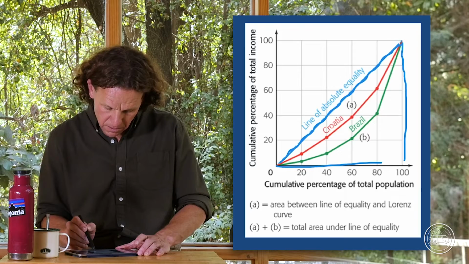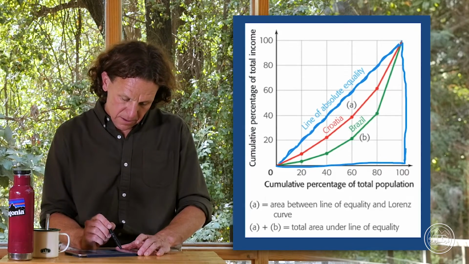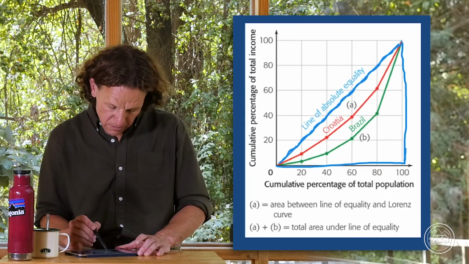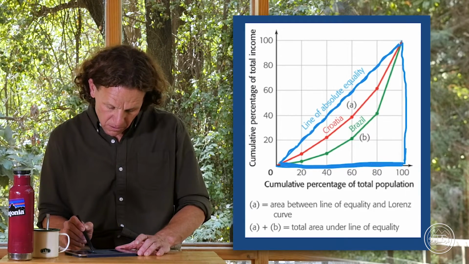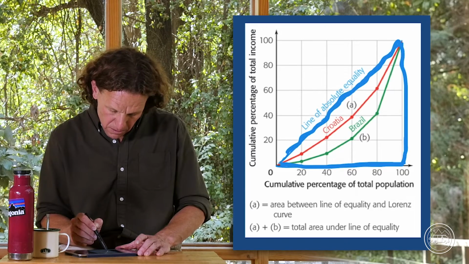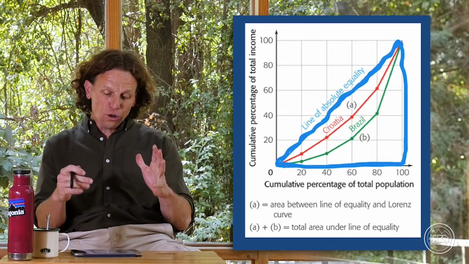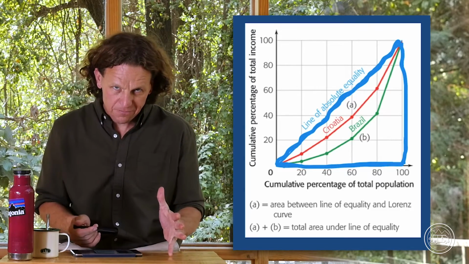Okay? You see that blue triangle? You see that blue triangle? I can make it a little bit thicker. Watch this. Oh, isn't that cool? Okay. This triangle right here is the triangle of total equality.